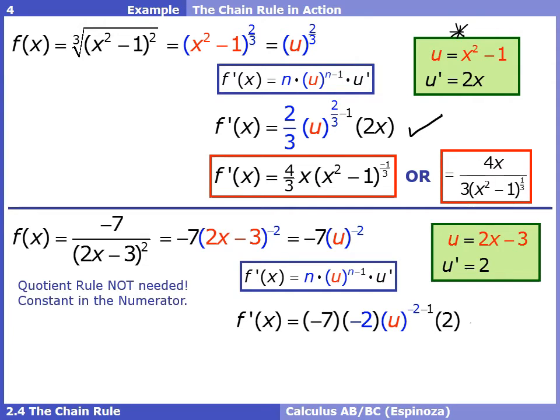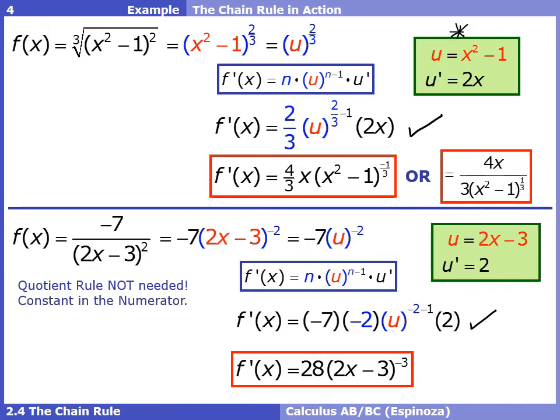Again, this step right here shows you know the process of the chain rule. Other than cleaning this thing up to make a nice looking answer, that shows you know the chain rule. So like I said, that u prime you really want to sometimes bring to the front to clean things up. So the -7 times -2 is 14, times 2 would be 28. Again, we don't really leave the u in our final answer, so we're going to replace it with 2x minus 3. And again, we need to subtract 1 from the power, so -2 minus 1 is -3.